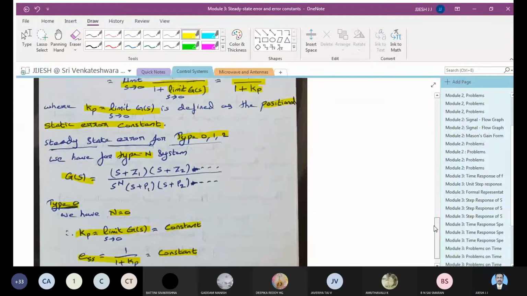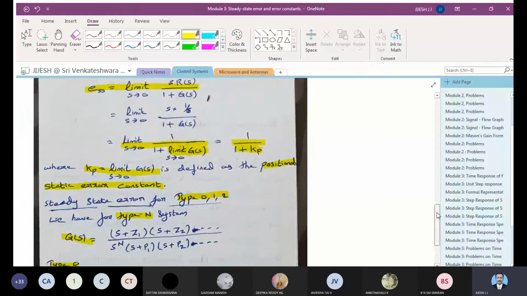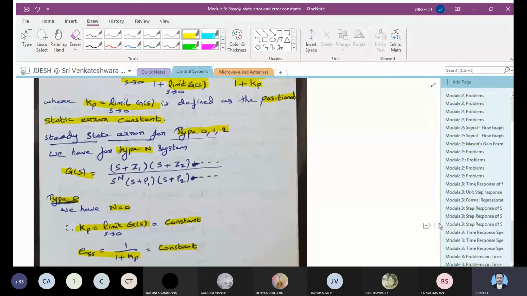So I think all of you have completed till ess = 1/(1 + Kp). In the previous class, all of you have completed till here, right? Yes, sir. Okay, then continue with the three types 0, 1 and 2, and then we will proceed with type 1 and type 2 systems as well. One thing you have to understand is that we are now doing the unit step response. That is the first case, and then we will do the rest of the cases as well.